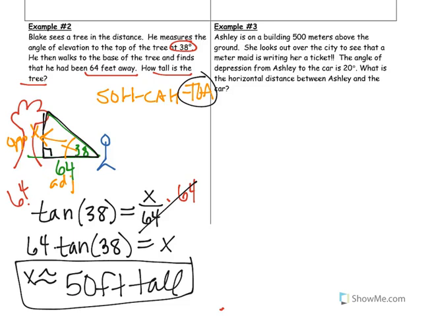So example 3 says Ashley is on a building 500 meters above the ground. So let's draw that first, because here's my building and here's Ashley. She's 500 meters above the ground, so that's like the height of the building, right? 500. She looks out over the city to see a meter maid is writing her a ticket.